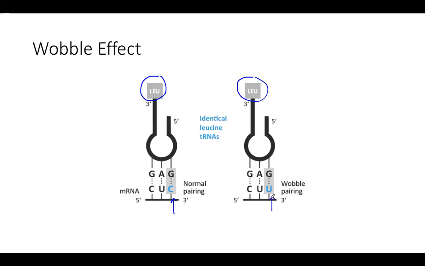However, you can have a wobble pairing, which is incorrect, right? G and U don't belong together. But in mRNA, it has more tolerance. You have tolerance of the wrong pairing, but you still get the same amino acid because it codes for the same thing. So this is called your wobble effect, where your third base pair has more tolerance.